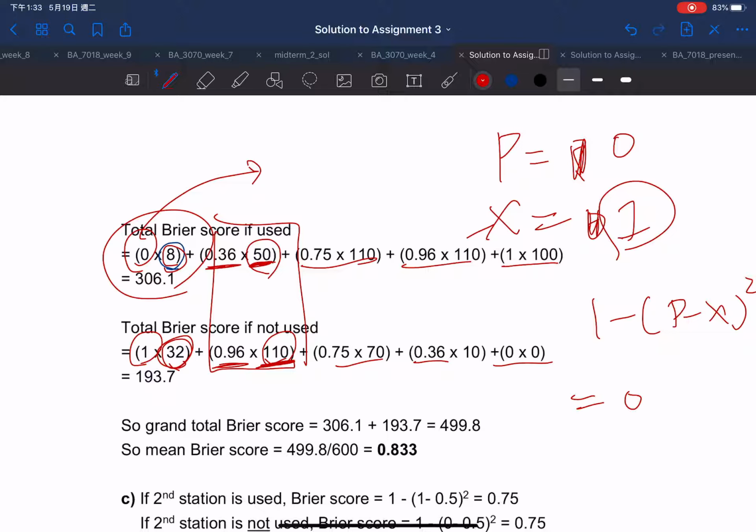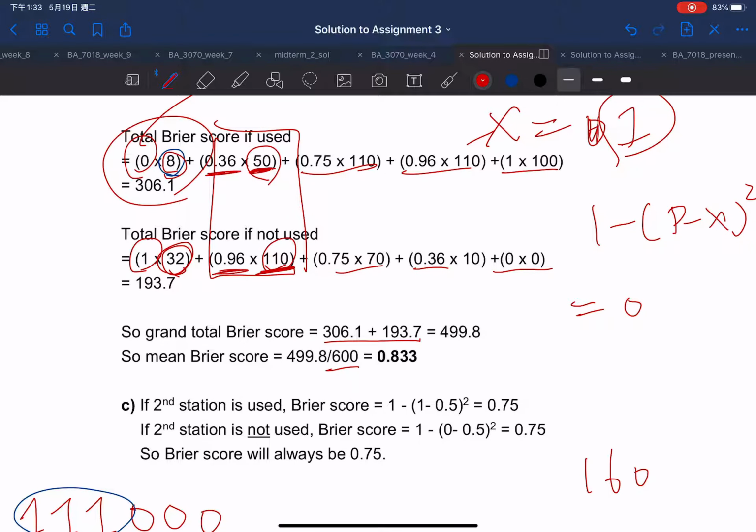And there were totally 600 days. So what I do is I add up the numbers and then divide by 600. Take the average. That becomes 0.8833. Understood? Okay?